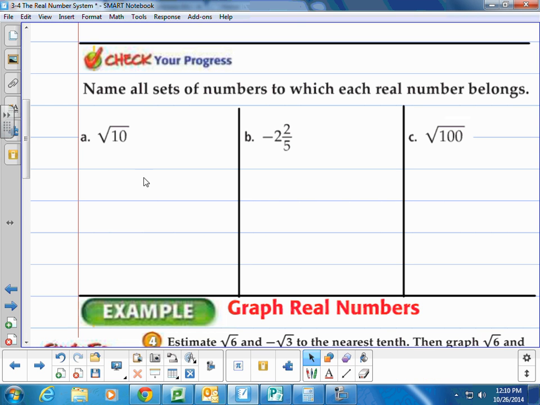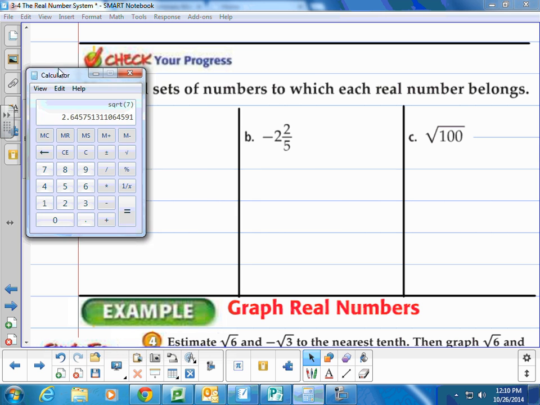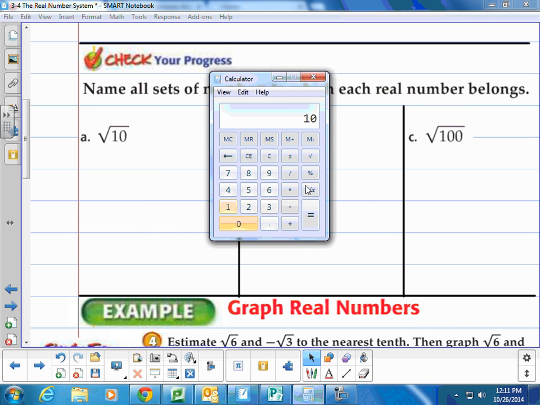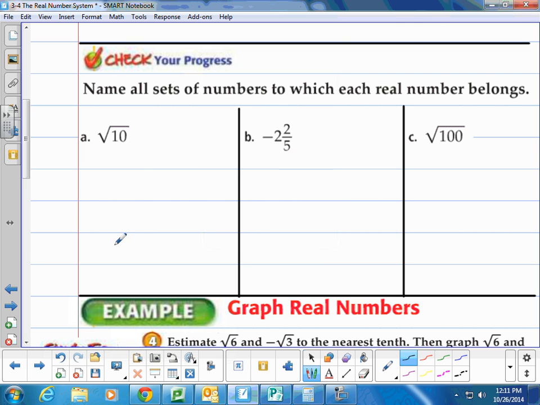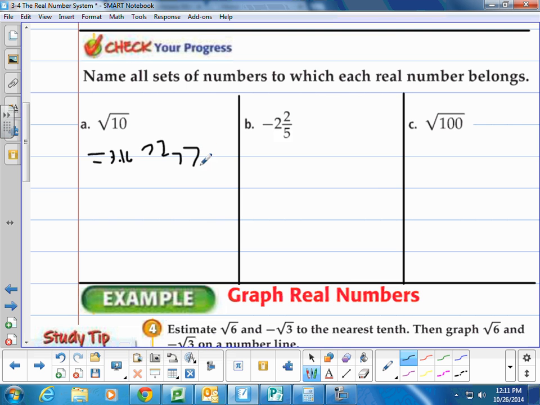So it's time to try on your own here. Square root of 10, I know it's not a perfect square, so I could type 10 on my calculator and take the square root. I notice there's no repeating values, so it ends up to be something like 3.1622776, and there's so many more digits. It does not repeat, so that means this is an irrational number.